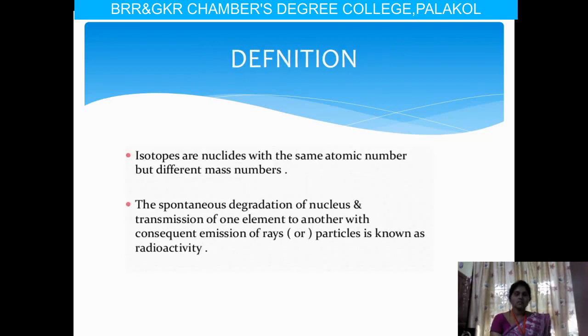So here we first have to know what is meant by isotopes. Isotopes are atoms with the same atomic number but a difference in the mass number. The word isotope is derived from the Greek, where iso means same and topes means place, so they acquire the same place in the periodic table.